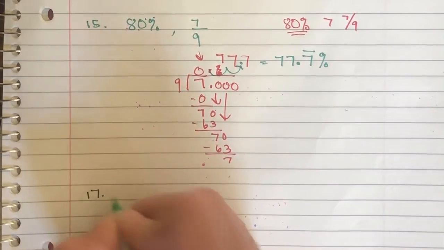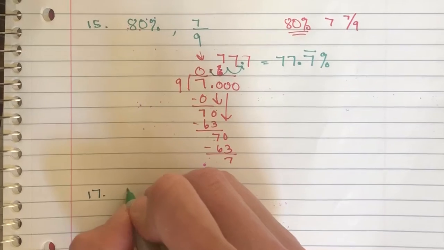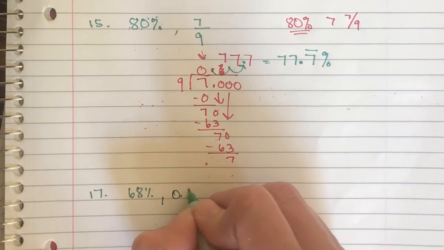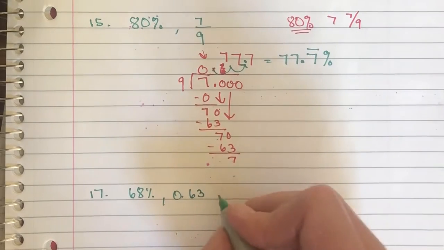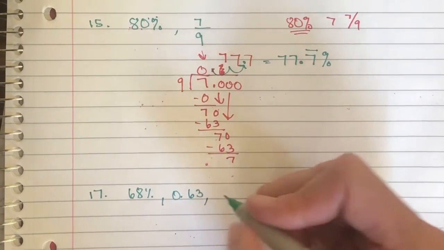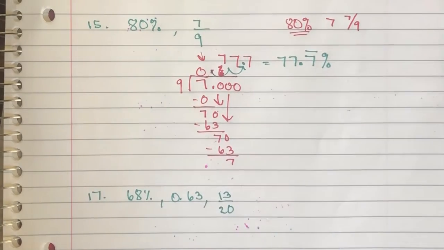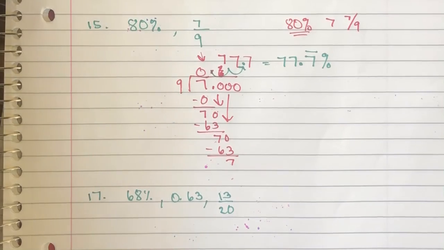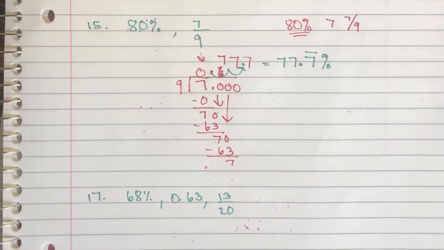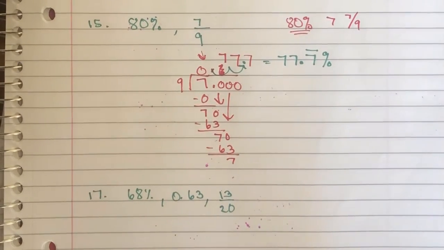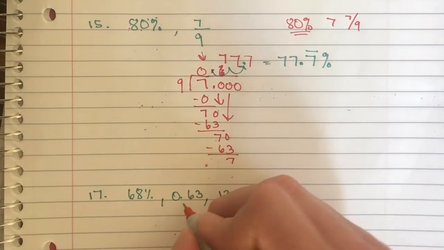Okay, last one, 17. 68%, 63 hundredths, and 13/20ths. Well, the directions tell us to use a number line in order to get them from least to greatest, which is not my favorite strategy. I think changing these to percents would be much easier. So that's what I'm gonna do.